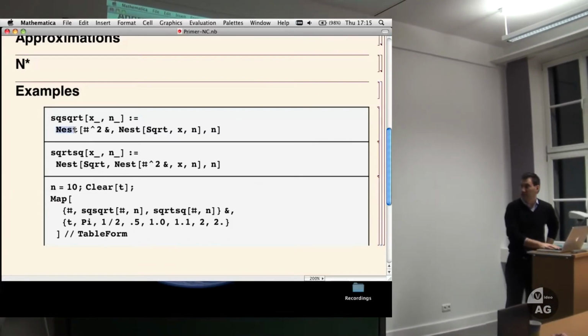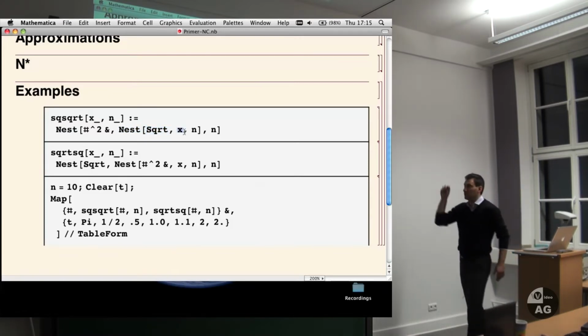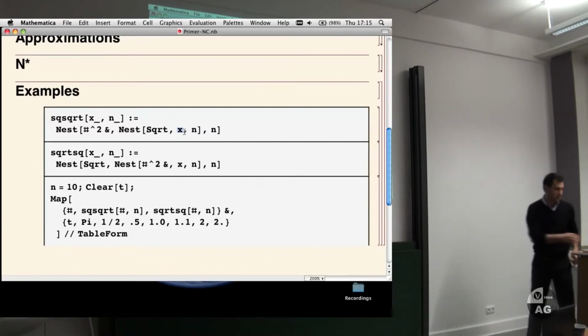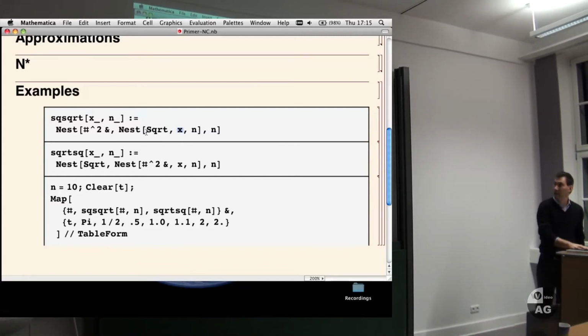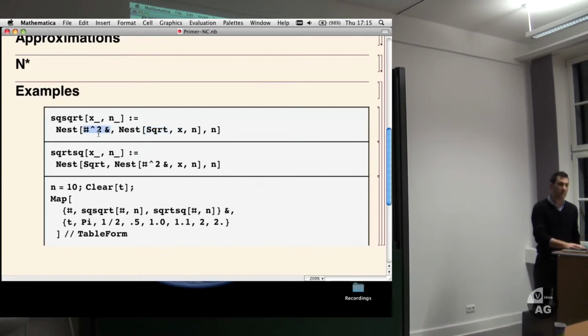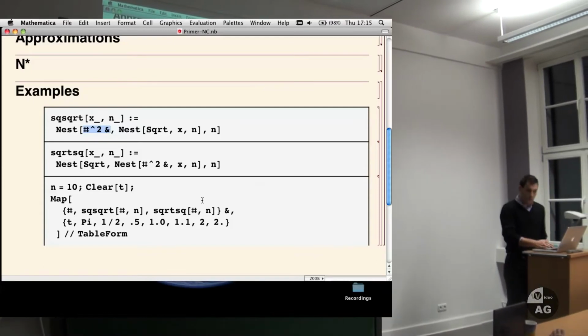Instead, we use Nest. What does Nest do? We saw Nest already. It takes a function and a starting point, and it applies the function n times to that starting point. So we start from x, we apply n square roots, and then we apply a pure function, that's a square function, n times. And over here, vice versa: square first and square root after.